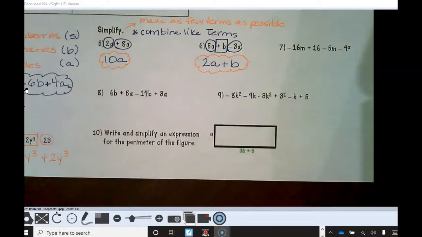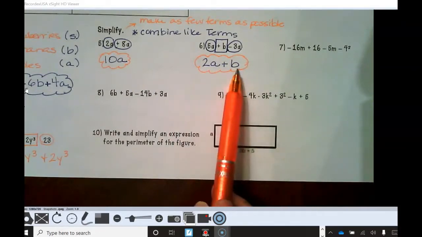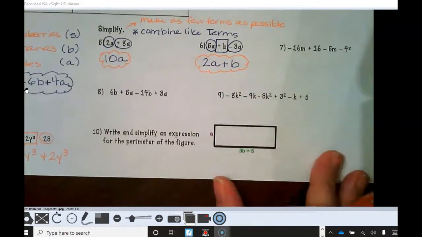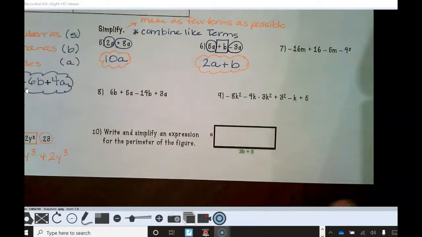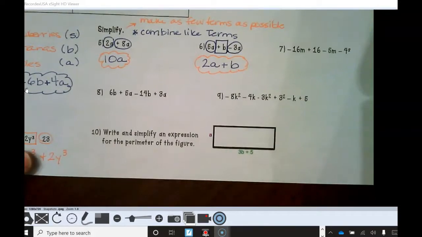2A plus B. We can't add apples and bananas and come up with 3 of anything. And every year I talk about this. They say, oh, we can make a smoothie, but you don't have 3 smoothies. So that's why it would not make sense. All right, moving on to the next one.